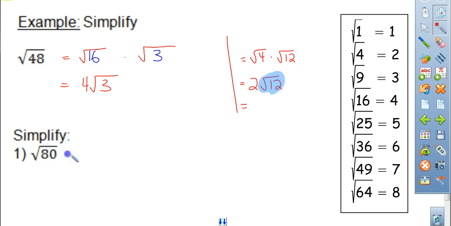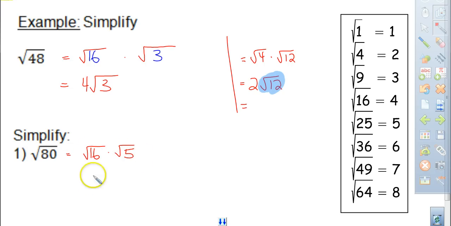Alright, and the next one, again, I want to check my list down here. It could be divided by 4, but again, I can divide 80. I can use root 16 again, and that would have to be times root 5. So 16 times 5 is 80, so that works out. And that'll leave me with 4 root 5.